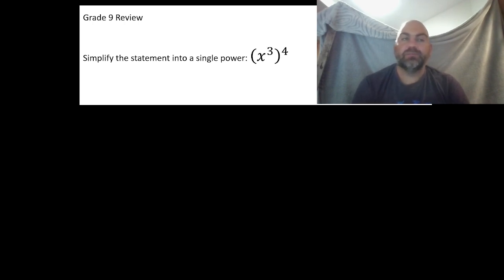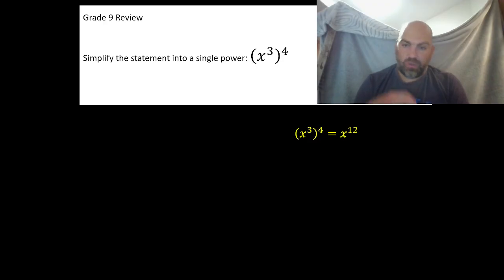All right, try this one. What's our new power? All right, hope you got it here. So we multiply them together, right? So 3 times 4 would be 12. And so our new power is going to be x to the power of 12.